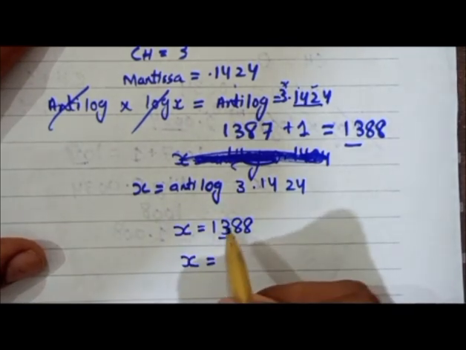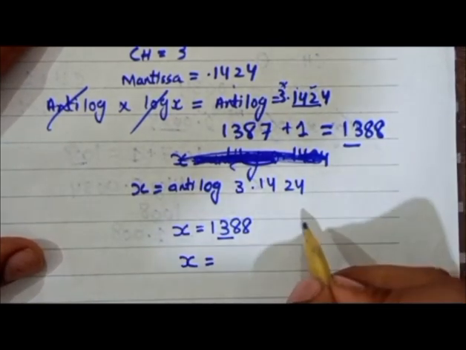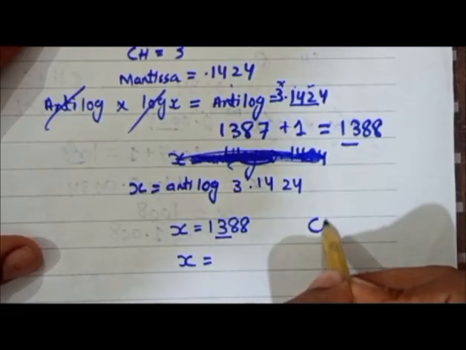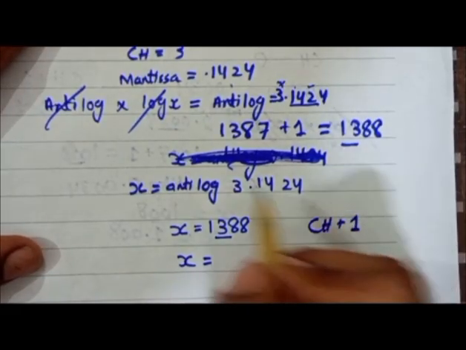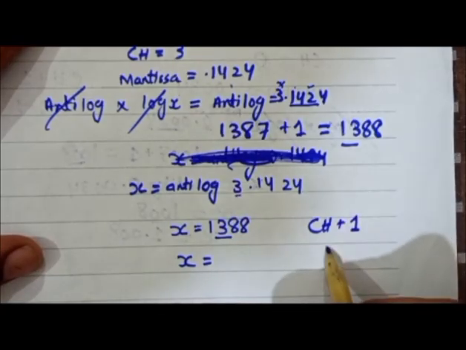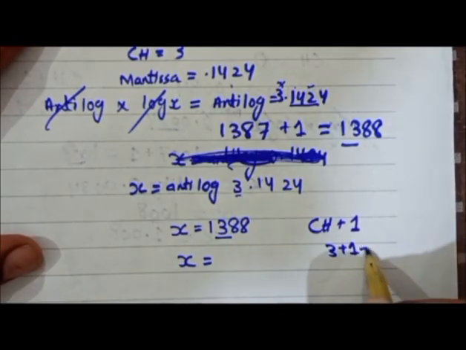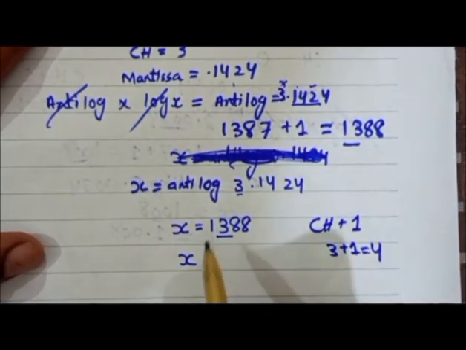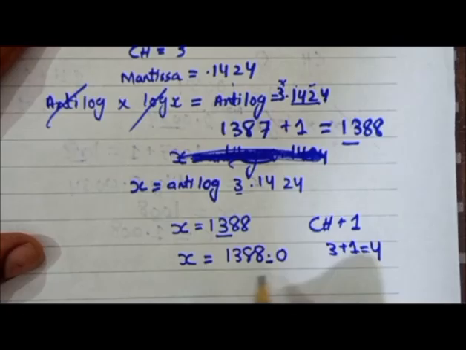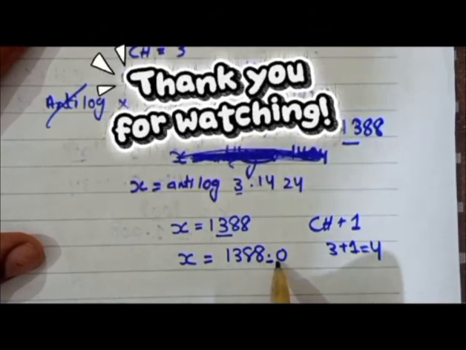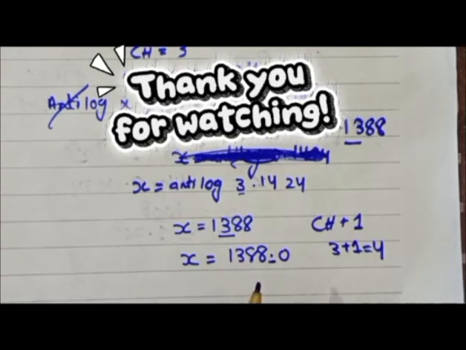So I will bring it in decimal form. For decimal form, the characteristic formula is characteristic plus 1. What is my characteristic? 3 is there. 3 plus 1 is equal to 4. So I will bring the decimal point after 4 digits: 1388.0. So this is in decimal form. So the value of x is 1388.0.